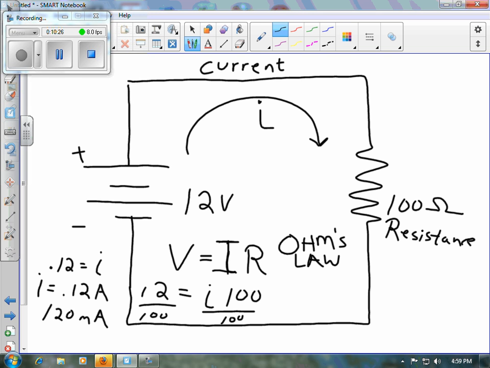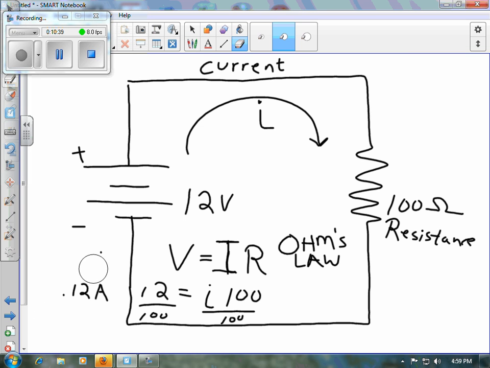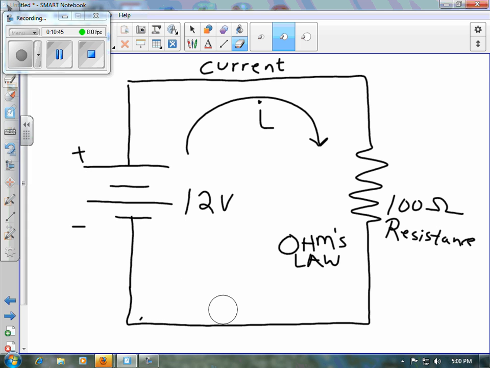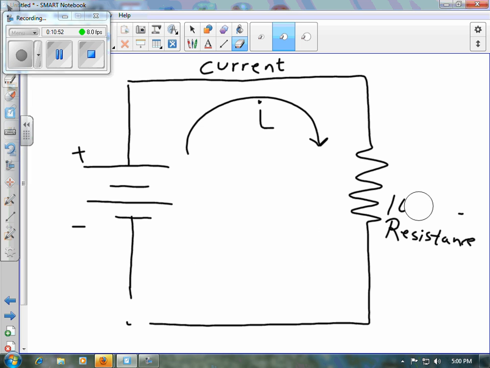Now, so that was easy, right? What if we know other stuff? What if we want to measure the voltage of the battery and we don't know it? But we have a current meter and we know the resistance. So now, let's say we know that this is a 1 ohm resistor.